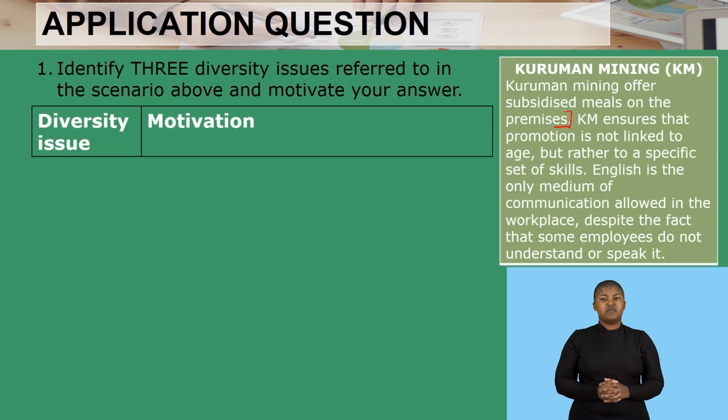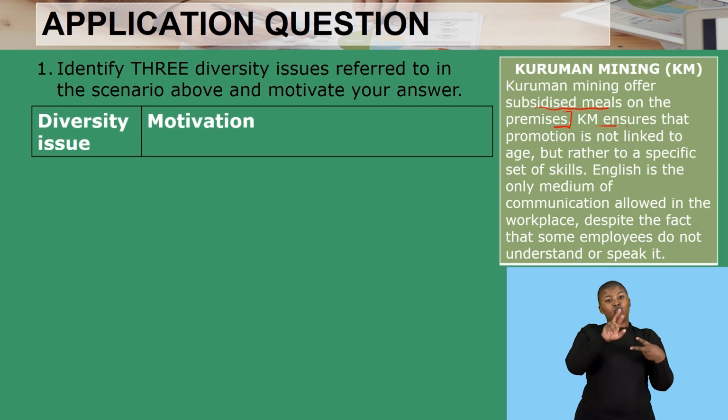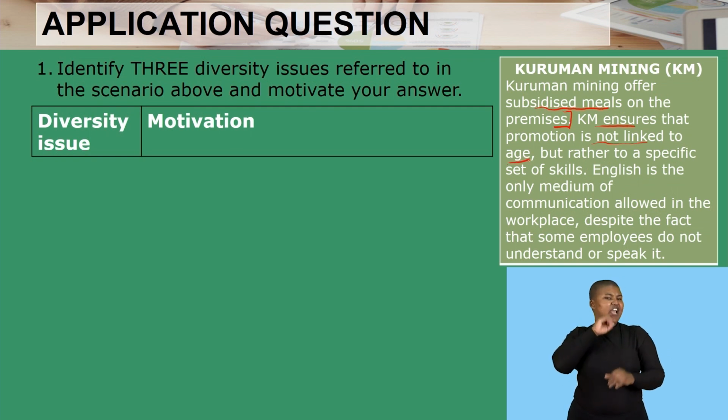The first part talks about the idea that Kuruman Mining offers subsidized meals. That is one. Number 2, the sentence says KM ensures that promotion is not linked to age. So this sentence guides you as well to say what diversity issue that is. And then the other one talks about communication, because it says English is the only medium of communication allowed in the workplace, despite the fact that some employees do not understand or speak it. So that's another aspect to be considered. But the issue of communication becomes key, especially because of the language over there, which is English.